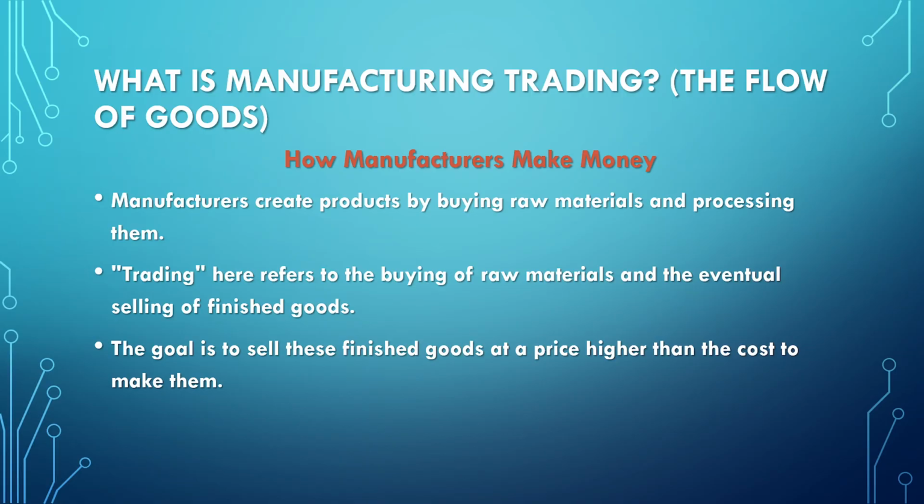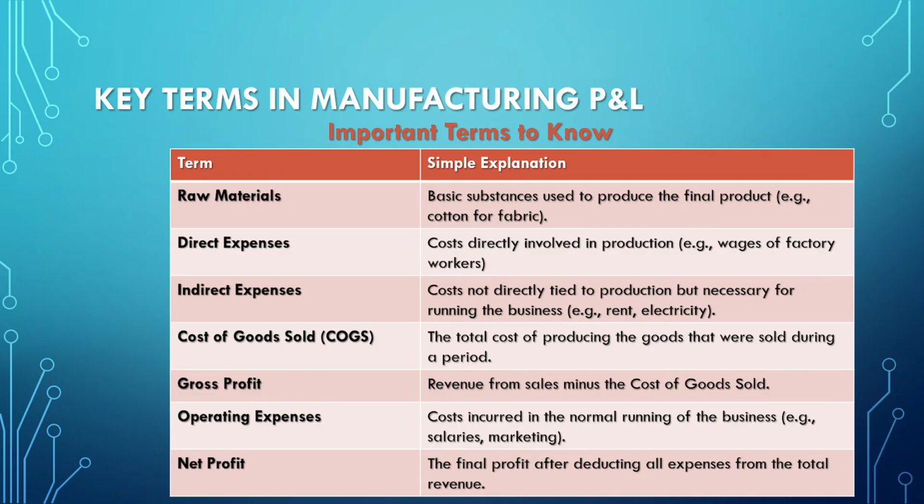All these manufacturers or traders' main aim is to sell these products for more money than it cost them to make them. Okay, the ultimate aim of any businessman, any manufacturer or trader is to make profit, make more money than it actually cost them to either make them or to buy them. Okay, now to understand their financial performance, manufacturers use certain specific terms. Let's basically look at some of the important ones.